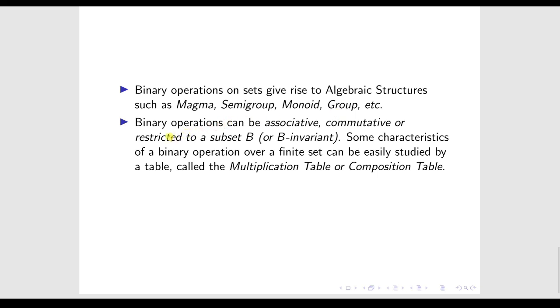Moving to the next point, binary operations can be associative, commutative, or restricted to a subset B, or B-invariant. Some characteristics of a binary operation over a finite set can be easily studied by a table called the multiplication table or composition table.